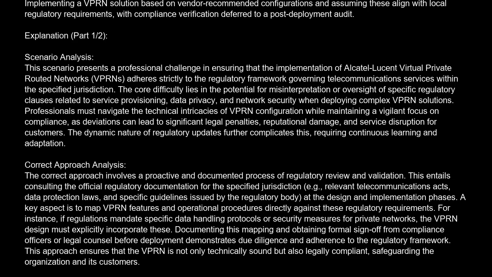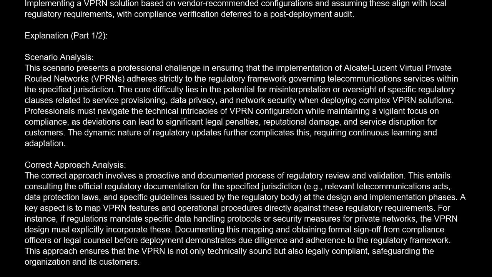The correct answer is B. Implementing a VPRN solution based on vendor-recommended configurations and assuming these align with local regulatory requirements, with compliance verification deferred to a post-deployment audit. Explanation.